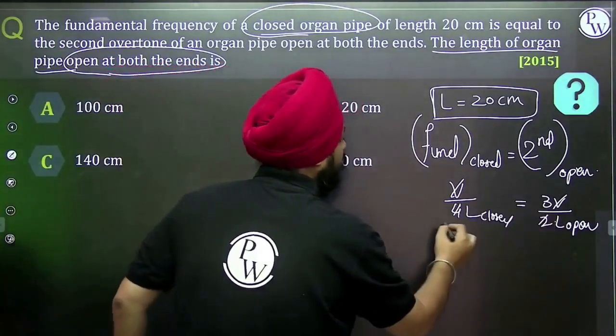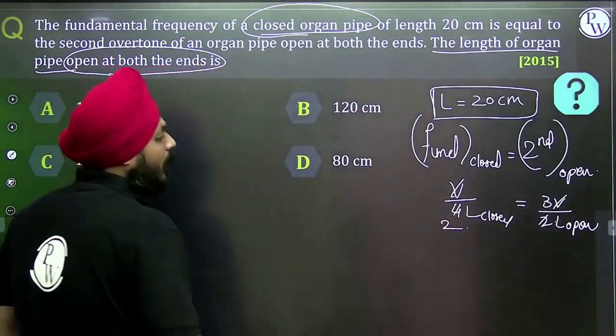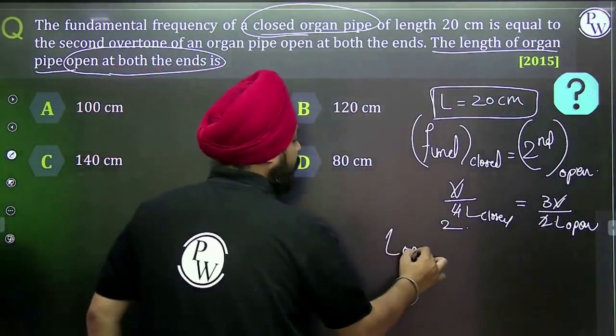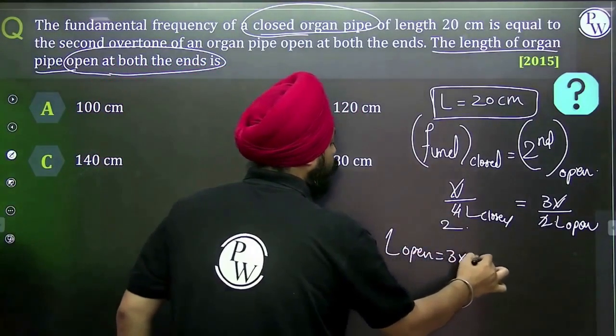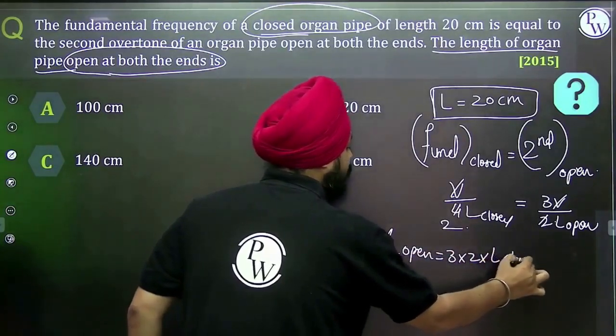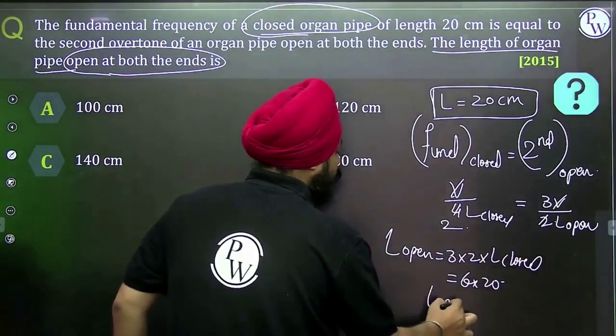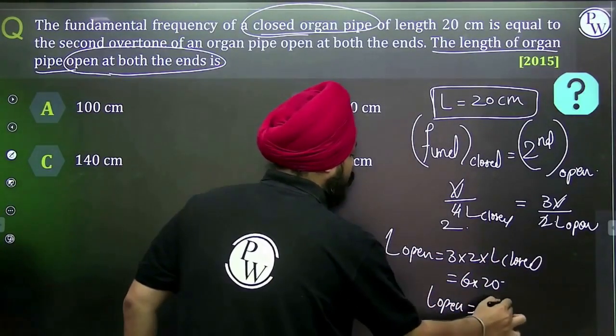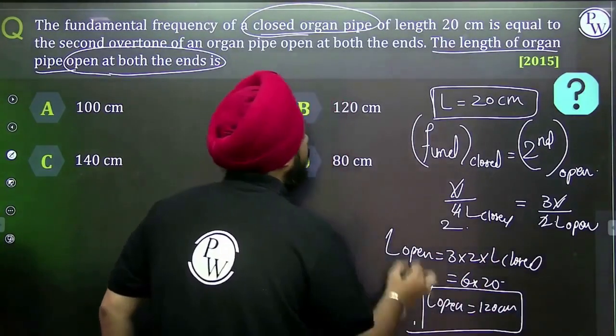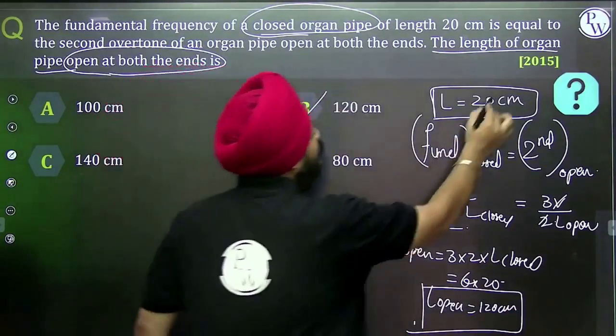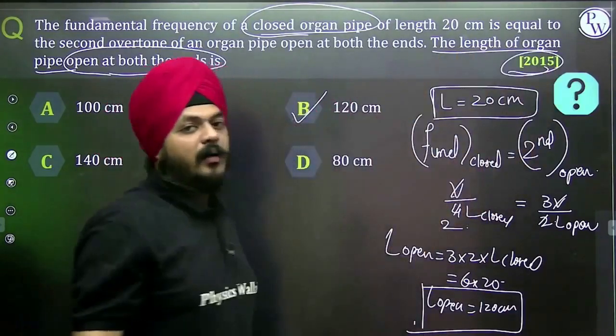So here we are having 2. So L of open will be equivalent to 3 into 2 into L of closed. So 6 into 20. The length of the open organ pipe is equal to 120 centimeter, right? B is the perfect answer. In 2015, this question was asked as a PYQ.